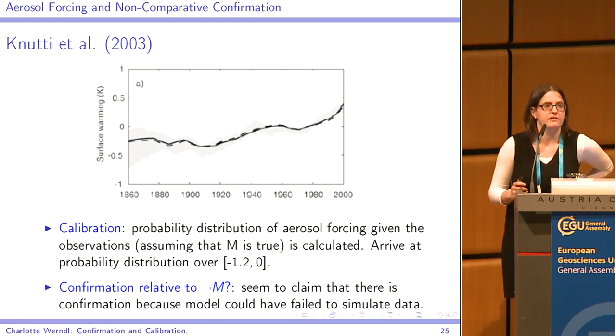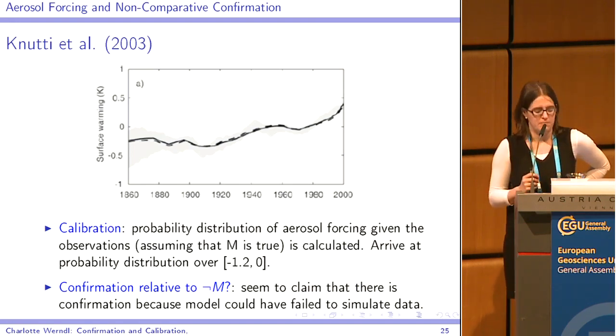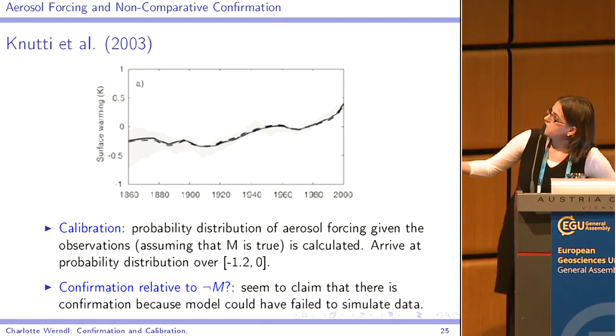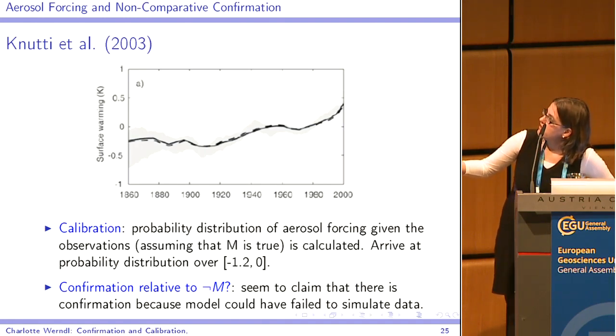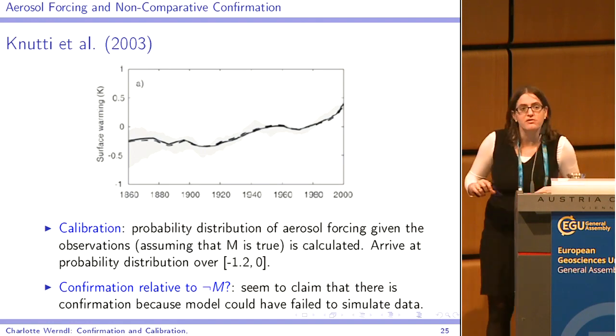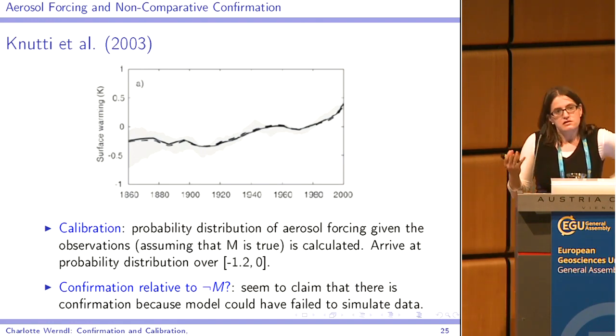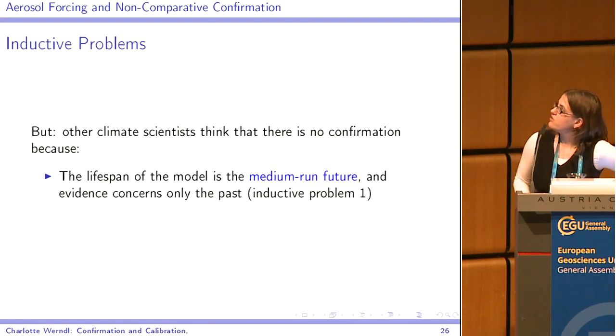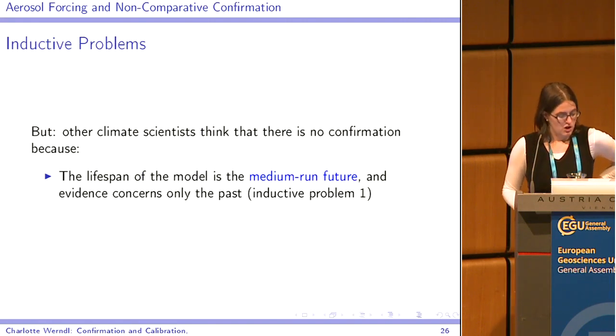And they seem to think that there is. They don't write much about it, but there are some comments in the paper where they say the model could have failed to simulate the data, so it's a real achievement that the model does simulate the data. Here, this is my final slide in a way, this black solid line is a consistent model instance. You see that it's not perfect, because the areas where it's out of the light gray range are the observations. But this is just an example of a consistent model instance. So they think that there is confirmation as well as calibration.